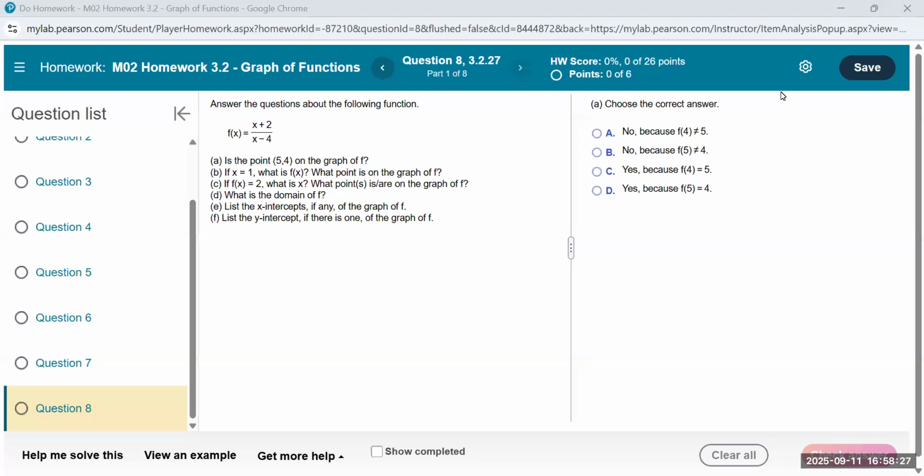To solve this, this point has the form (x, y). So this is an ordered pair. The 5 is the x coordinate and the 4 is the y coordinate. So what we do is we're going to plug in 5 for x in that function.